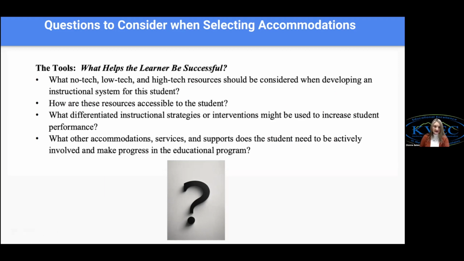What does he need? That's when we start thinking about, does he need a scribe? What supports does he need? Because of his disability, maybe we wouldn't always consider all of that gamut of accommodations, but when we really think about what that student needs, then that leads us to answering those questions.